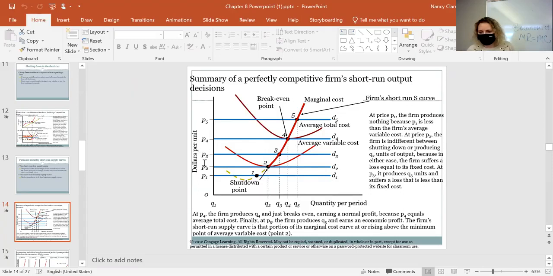Okay, so let's go to price 3. Price 3, MR equals MC, happens right here at point 3. Here's your MC, here's your MR, happens at point 3. What's your situation here? What's going on? Are you losing money, are you making money? Should you shut down? Should you continue to operate? What should you do? Thoughts? Are you making money or losing money? Go ahead.